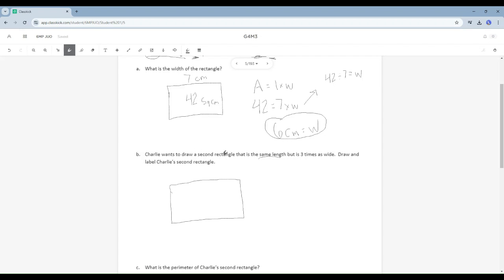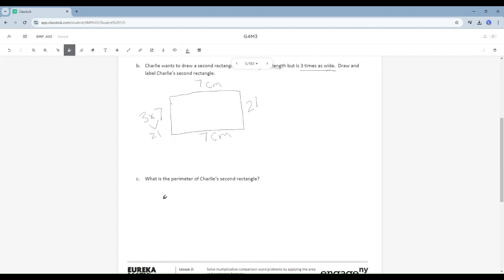Charlie wants to draw a second rectangle that's the same length. So the length is still 7 centimeters. But it is 3 times as wide. So the width is going to be 3 times the length, which is 7. So 3 times 7 is equal to 21. So if this side is 21, then this side is also 21. And since my top edge is 7 centimeters, the bottom edge is 7 centimeters.